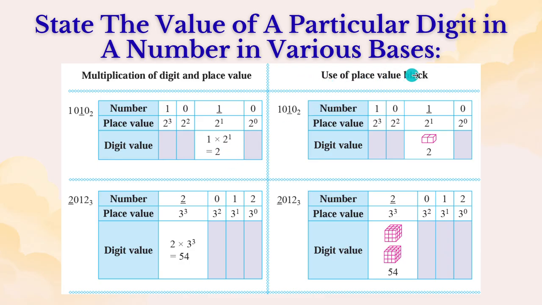And maybe we can use the visualization one, we can use the blocks. We just write down the number and place value. For this method, we start from the place value here, which is 2 to the power of 1. So it means that you can draw two blocks here first. And then you say that the number 1 is one unit of this, one unit of the 2 to the power of 1 block. So you just draw it one time.